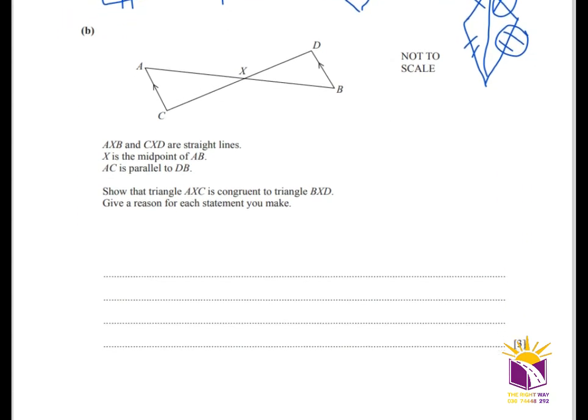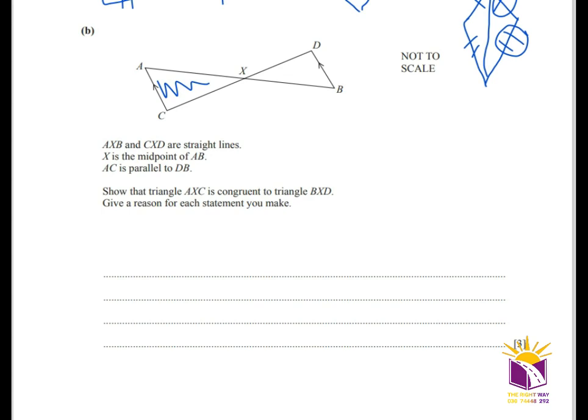Part B. AXB and CXD are straight lines. X is the midpoint of AB and AC is parallel to DB. Show that triangle AXC is congruent to triangle BXD and give a reason for each statement you make.